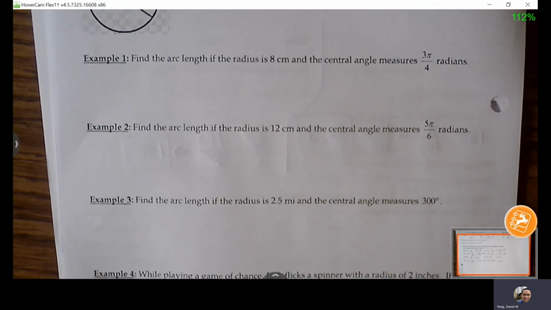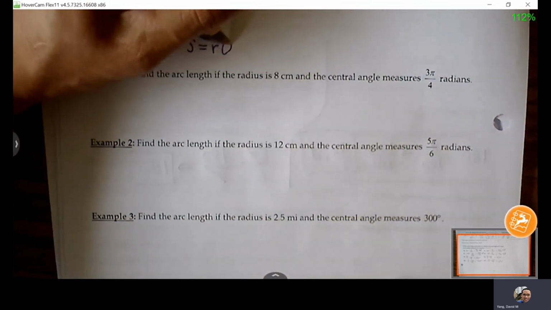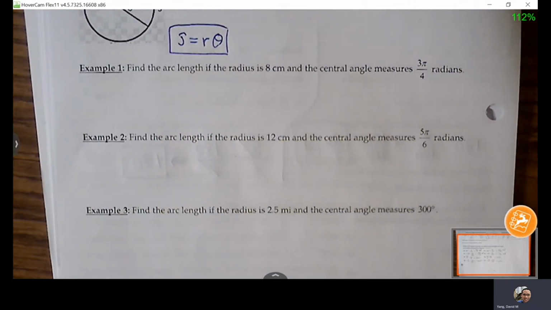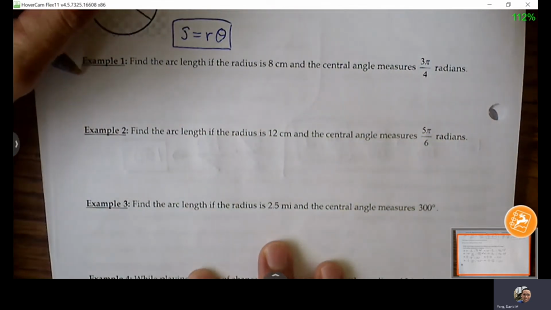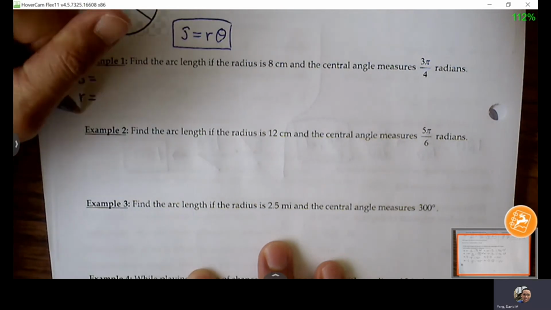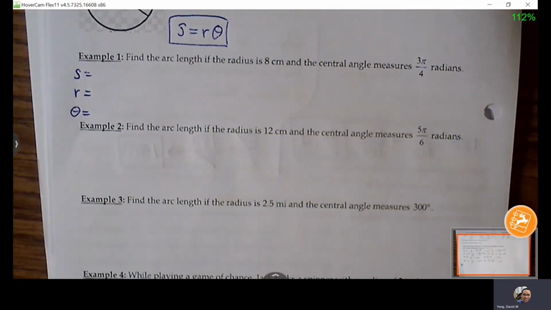Okay, example 1, I'll put the formula here. S equals r theta. Example 1, find the arc length if the radius is 8 centimeters and the central angle measures 3 pi over 4 radians. We know that there's 3 variables involved here. Some are given, one is unknown. So I'm just going to go ahead and list them out and see what we can fill in, see what we know, see what we don't know.